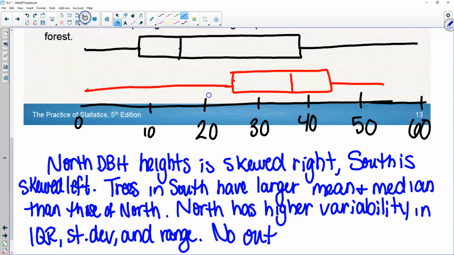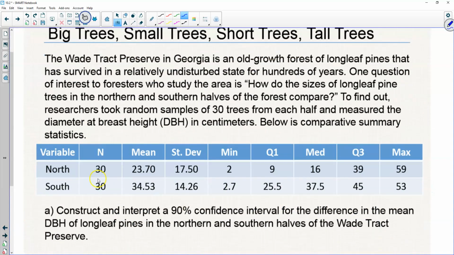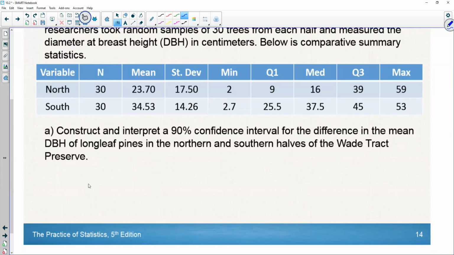No outliers in either. So we covered SOCs in those few sentences to make sure that we described them properly. With that data, let's construct a 90% confidence interval for the difference in the mean DBH of longleaf pines in the northern and southern halves.